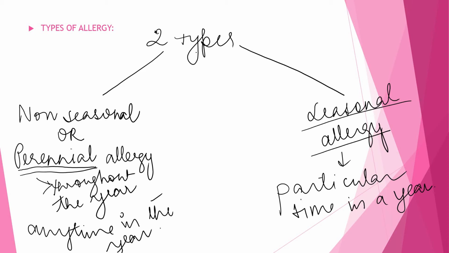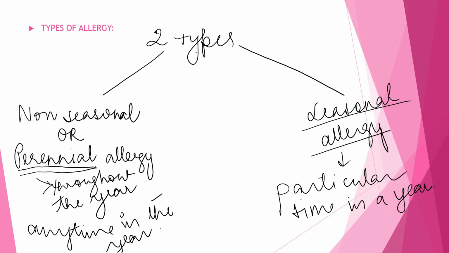Non-seasonal perennial allergy can occur any time of the year, like dust mites, dander. Dander is what? Small particles or scales of hair or feathers, dandruff, etc. Saliva from dogs and cats and molds are some of the common perennial allergies. Can happen anytime. And number two, what's written is seasonal allergy occurs at a particular time in every year. This type of allergy usually occurs during the season when the pollen from plants is dispersed.